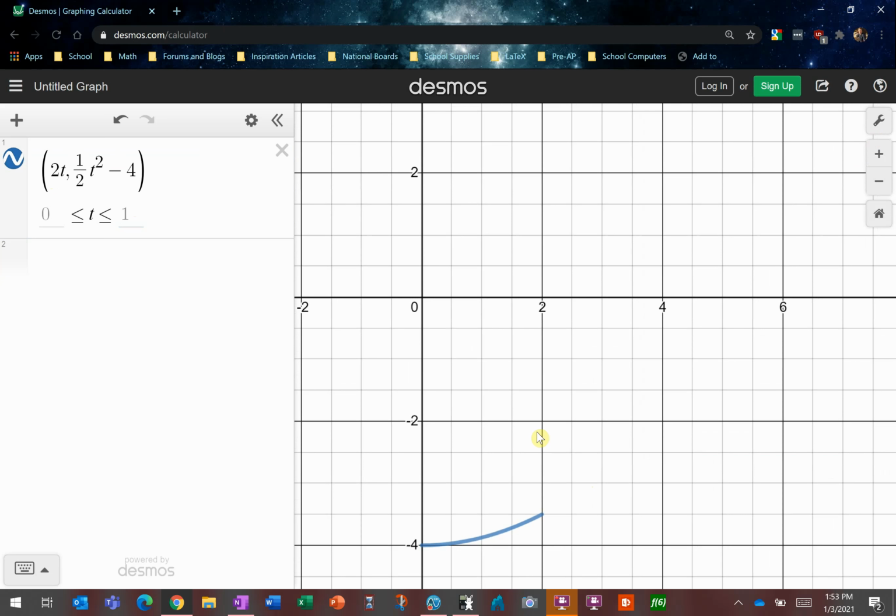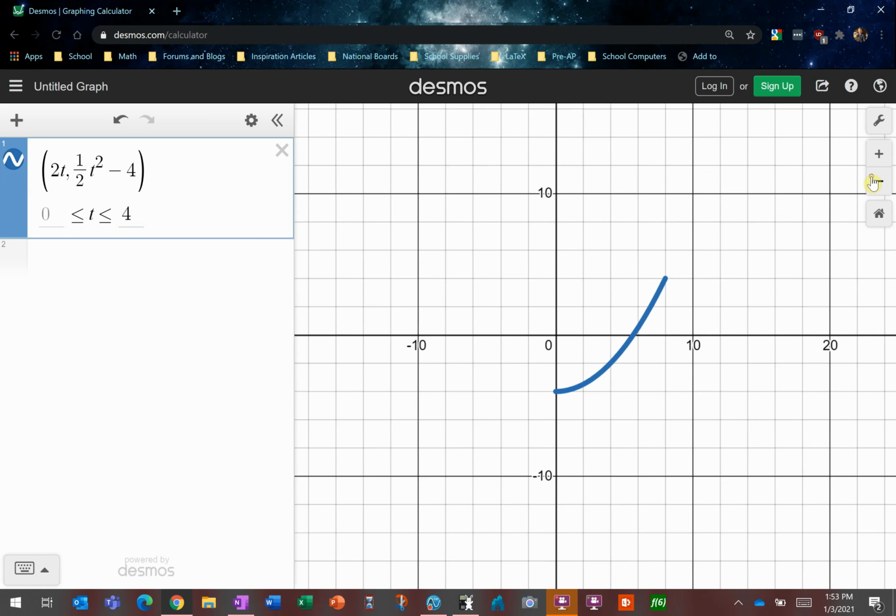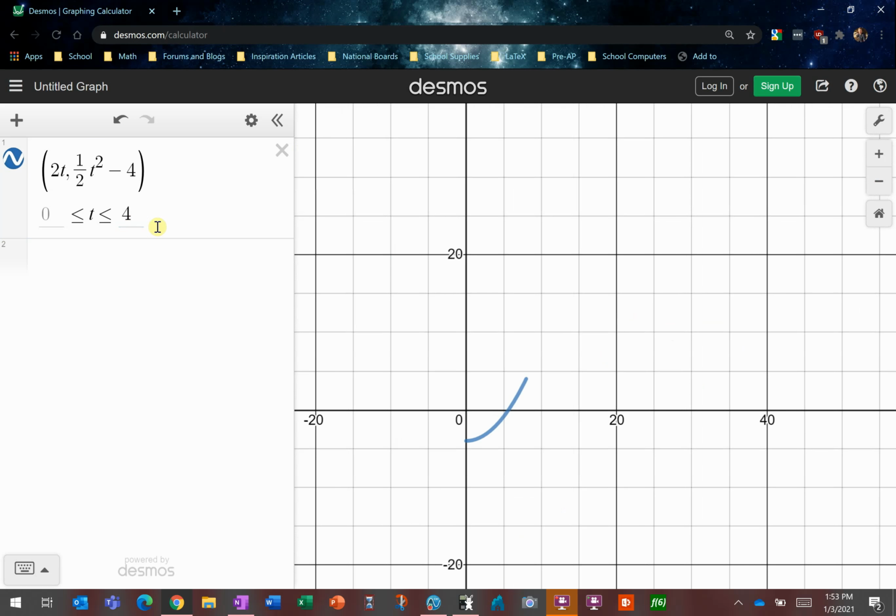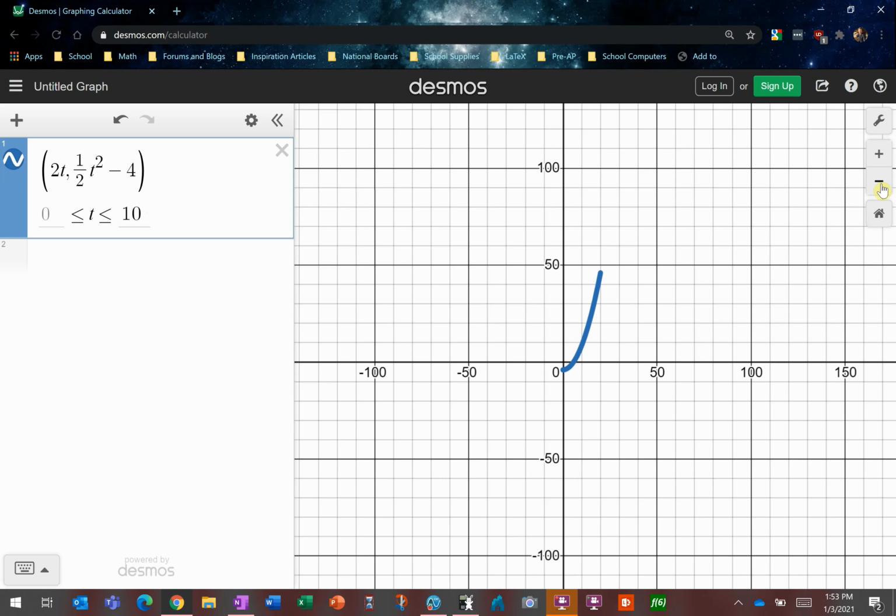Well, what if we went a little bit further? What if instead I wanted to go to 2? Oh, there we go. And 3, 4. That's looking pretty good. Can we make this go further? Let's make it do some work. Let's do 10. Ha! Looking like a parabola now, isn't it? We could go further, our 100.